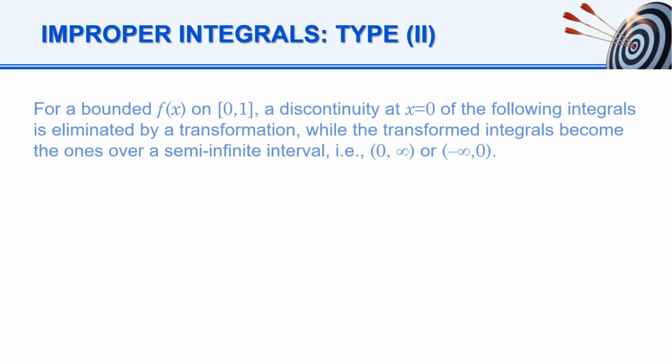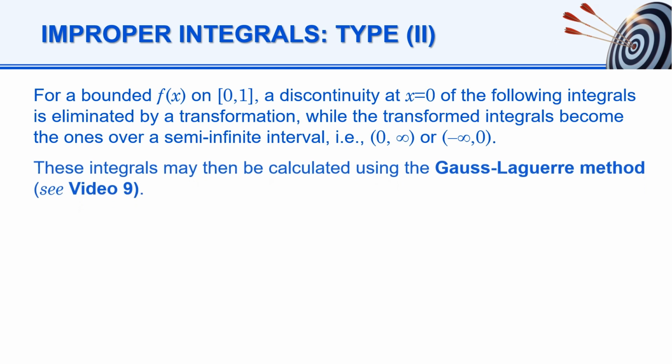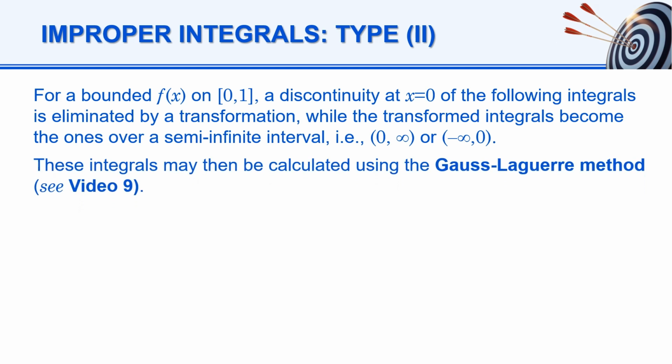For a bounded f(x) on the interval from 0 to 1, a discontinuity at x equals 0 of the following integrals is eliminated by a transformation, while the transformed integrals become the ones over a semi-infinite interval. These integrals may then be calculated using the Gauss-Laguerre method. See Video 9.